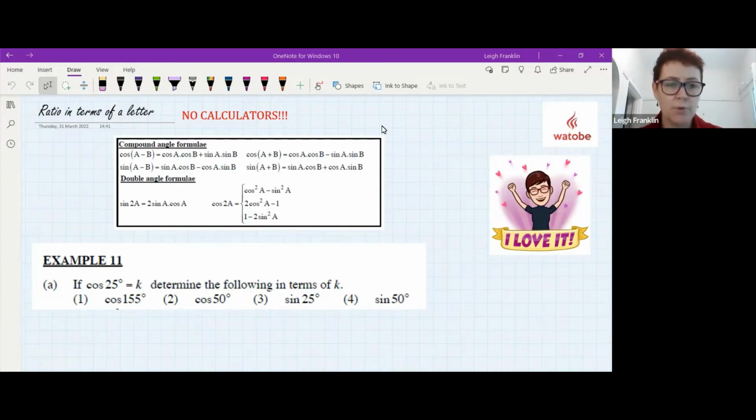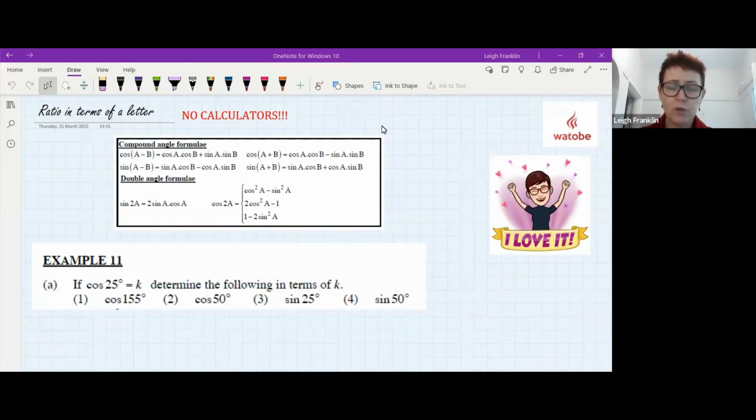The first example that I have chosen for you is example 11 that you can see in the middle of the screen. If the cos of 25 degrees is equal to k, there's our letter, determine the following in terms of k. All right, so all of our answers need to have k's in them. We're not working out the value of k. The value of k is unimportant in this situation. We're going to be working in terms of k.